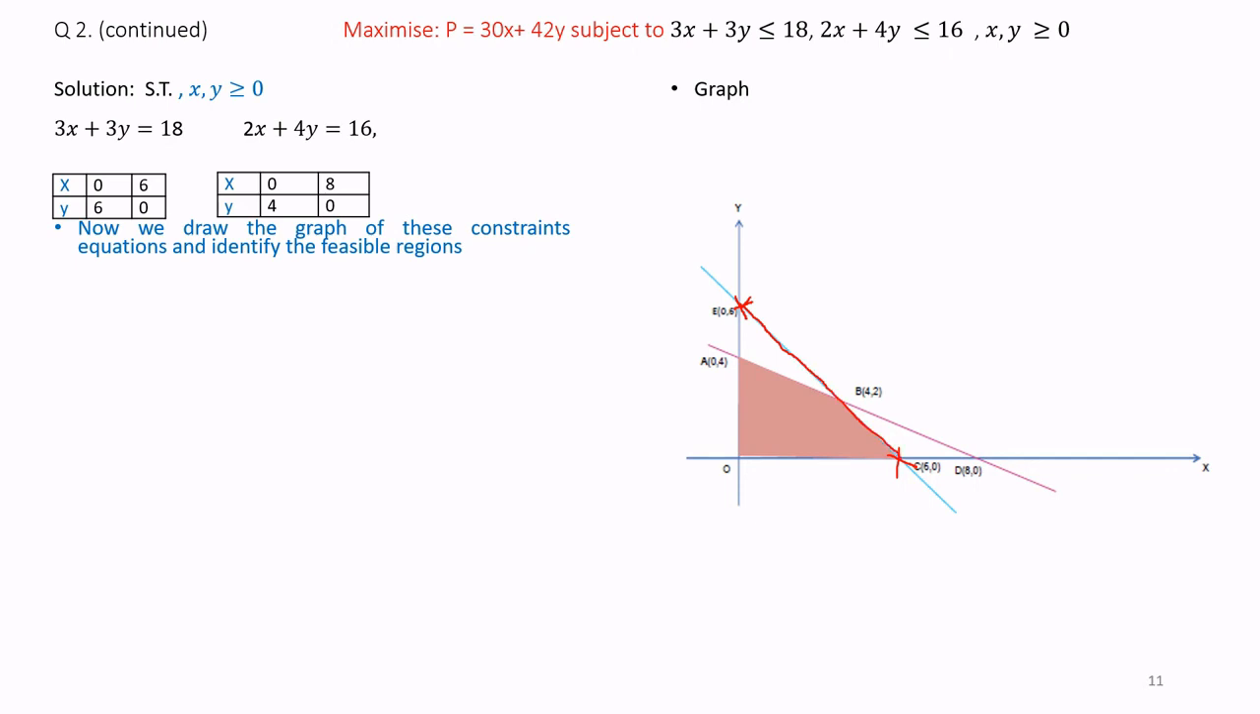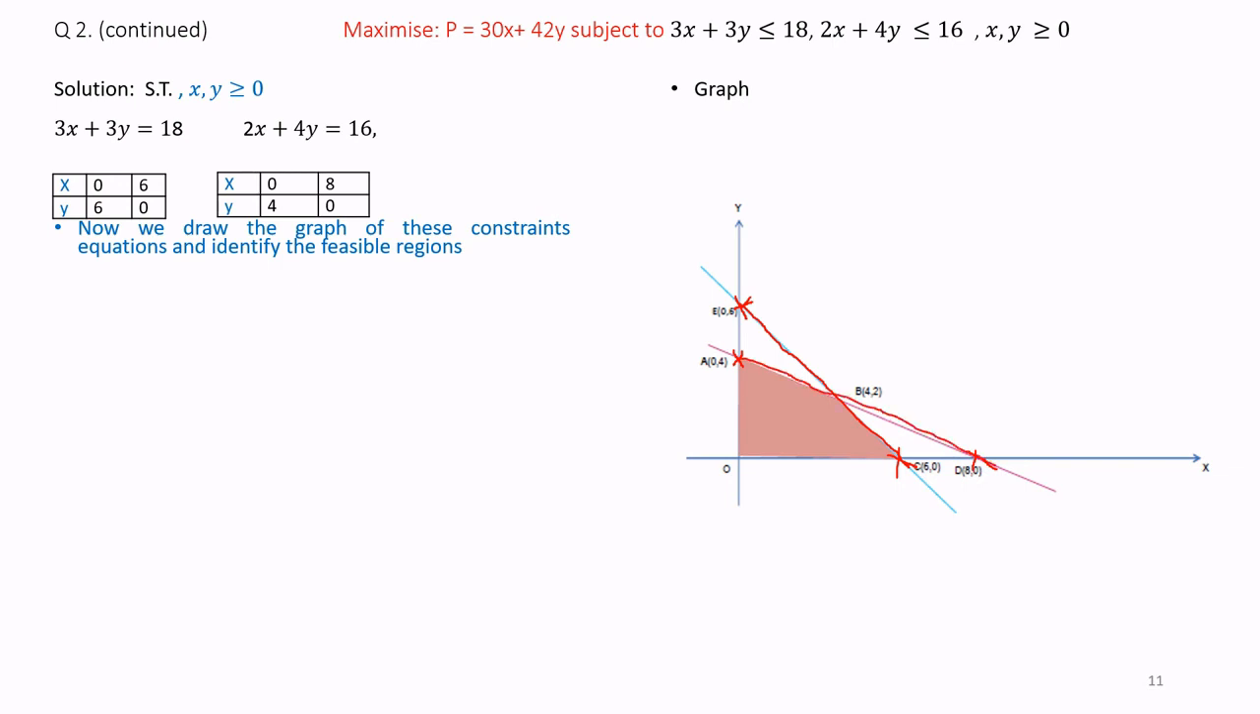So we have drawn the first line on the graph sheet. Now we will draw the second line. The second line relationship is 2x plus 4y. When x is 0, y is 4. So this is the point where x is 0 and y is 4. And the next point for the second line is when y is 0, x is 8. So y is 0 is on the x-axis and x is 8. So 8, 0 is here. We get the point D. So when we join these two points, we get this equation. So we have drawn the two lines.